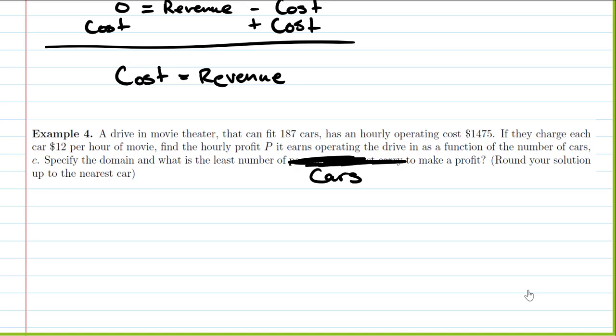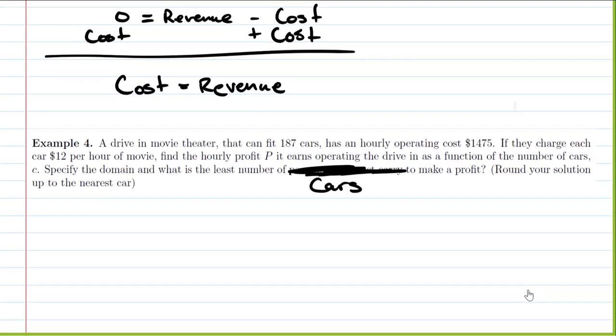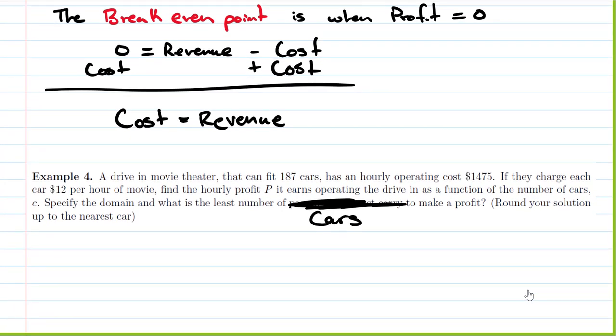All right, so our goal is we want to come up with our model for this. So our revenue versus our cost. So let's start with our cost. So it says that the hourly operating cost is $1,475, and they charge $12 per hour per car per movie. So what is our hourly profit P? So we know that profit is equal to revenue minus cost. So let's find each of these.